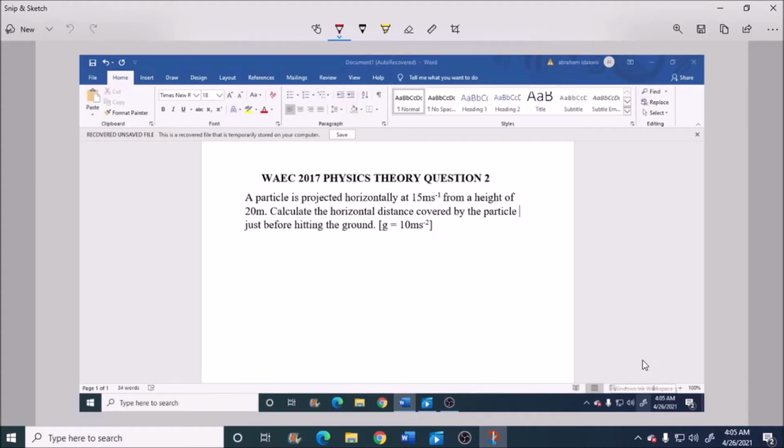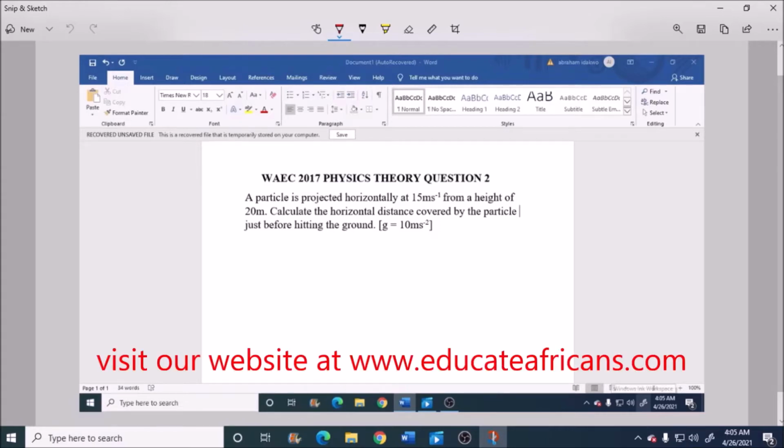The question says a particle is projected horizontally at 15 meters per second from a height of 20 meters. Calculate the horizontal distance covered by the particle just before hitting the ground. Now the question requests us to calculate the horizontal distance covered at a time t. Now the horizontal distance is also referred to as the range. Okay, so there are two ways of solving this problem.